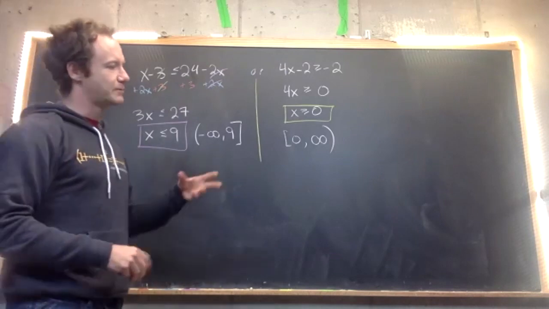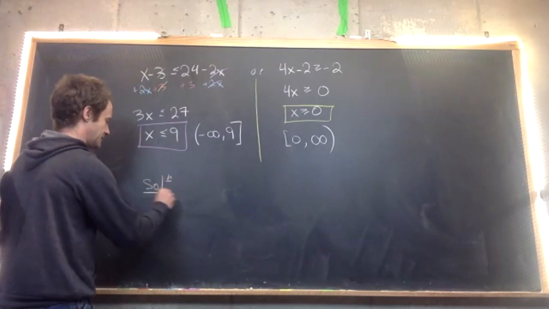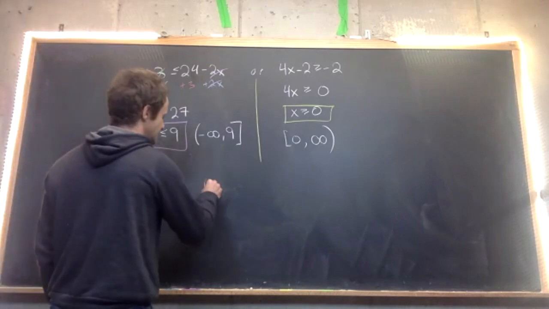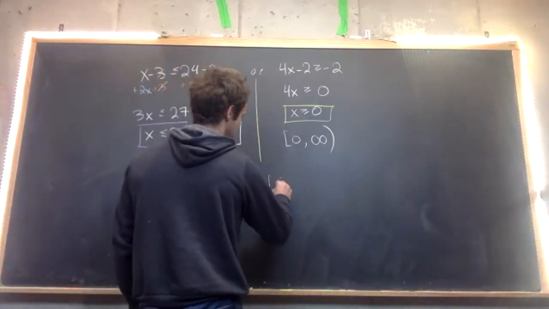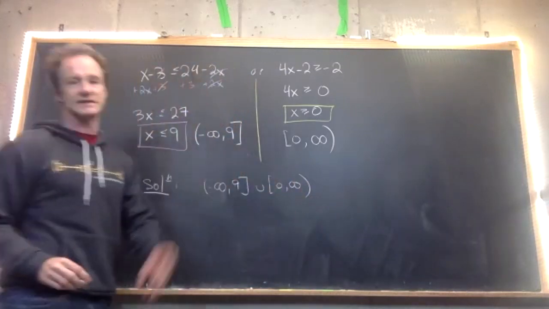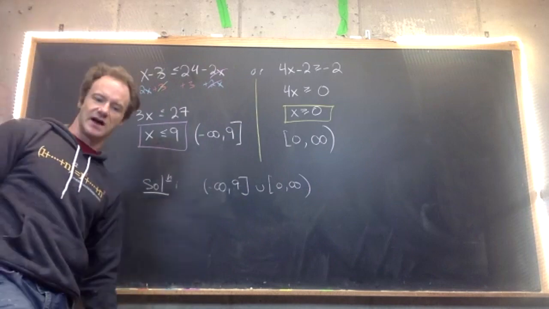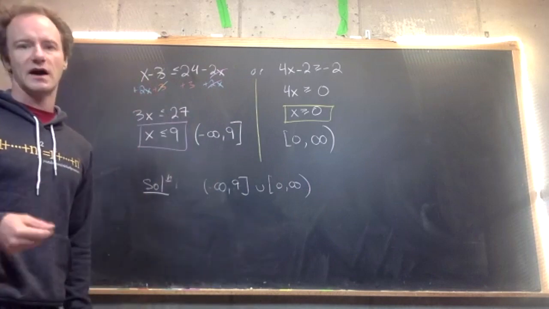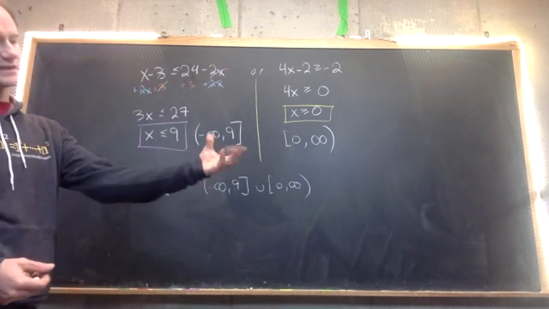Now you can put these together as a union. That would be maybe a first solution before some sort of simplification. You could do minus infinity to 9, hard bracket, union, 0 to infinity. But we can simplify this, and you should always try to simplify if you see a union of two intervals, by drawing a picture on the number line of what the two intervals look like and how they interact, to see if you can mash them together into one interval.